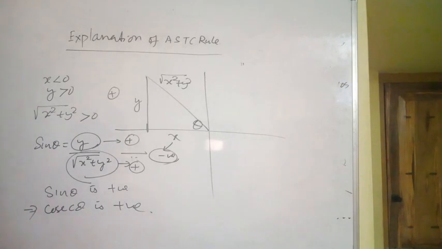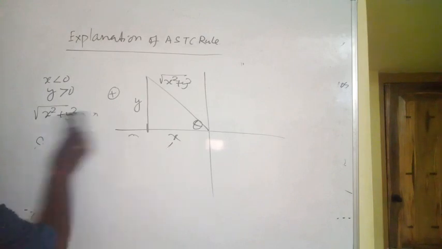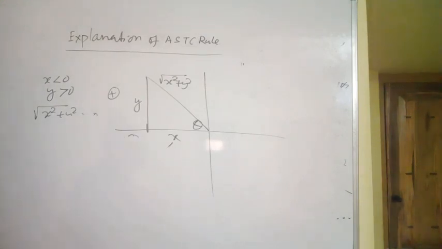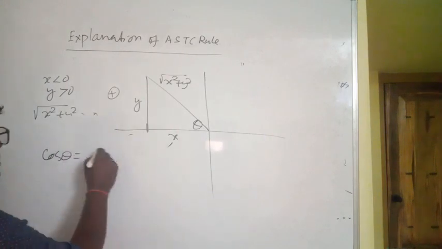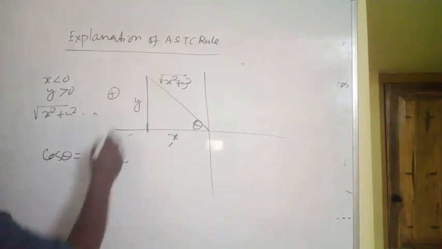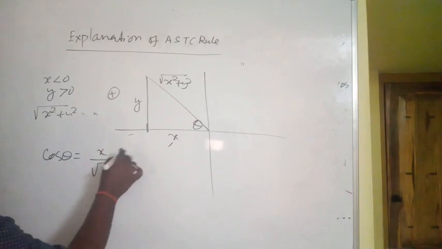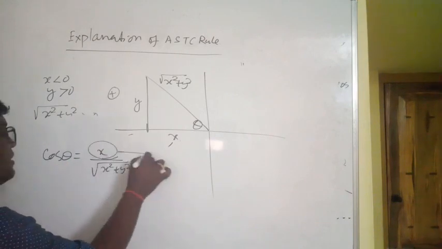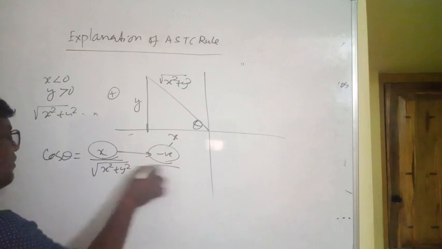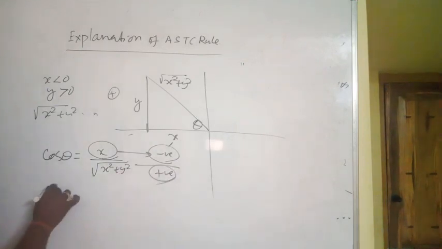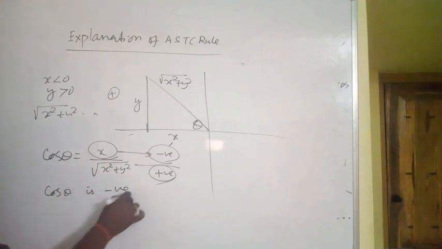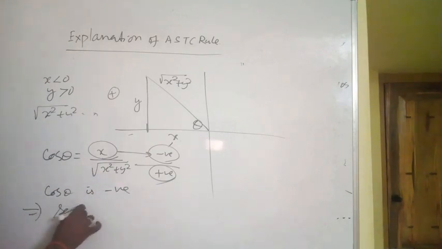Now cos theta. Cos theta is equal to b by h. B means x, so x by root over x square plus y square. Here x is negative, this is negative, and divided by this is positive. So the answer is negative. Cos theta is negative, then its reciprocal sec theta is negative.